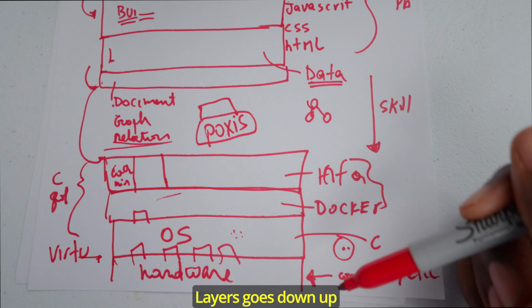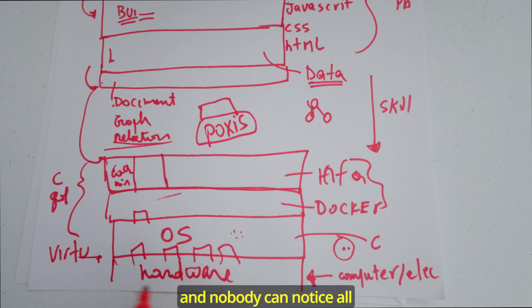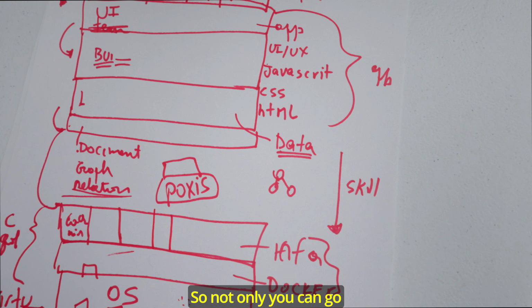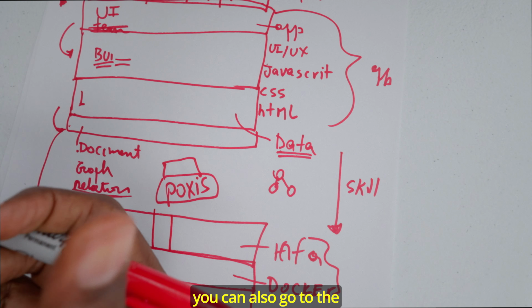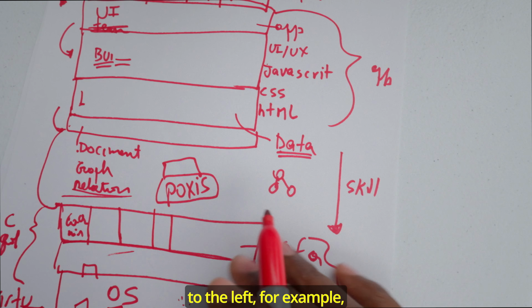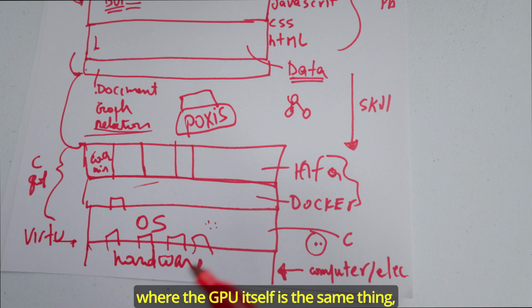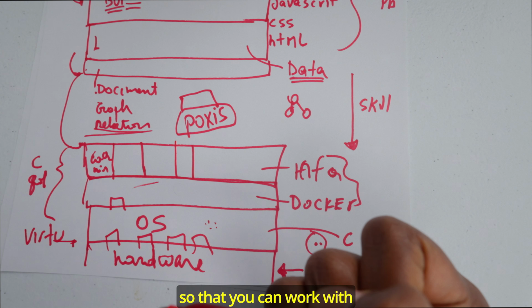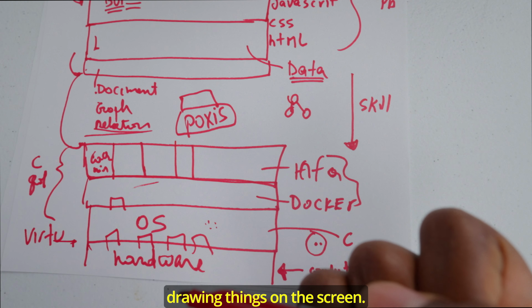Layers go down all the way to the electron layer. And nobody knows all of those layers; it's very hard. And each layer has a lot of components. So not only can you go down the layer system, you can also go to the right or to the left. When I say to the right or to the left, for example, if you're at the hardware layer, you have the GPU, right? The GPU itself is the same thing. They abstract away a lot of things so that you can work with drawing things on the screen.